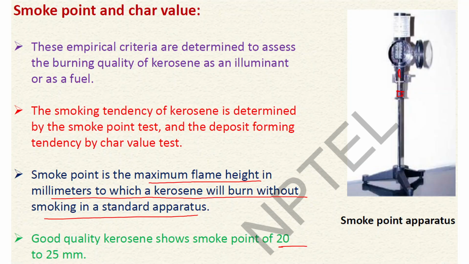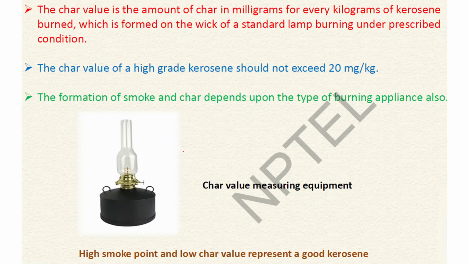The smoking tendency of kerosene is determined by the smoke point test, and the deposit forming tendency is also tested. After the burning of this kerosene for a specific time, there will be some formation on the tip of the wick, which is given as the char value, and it is measured by the char value test. The char value is the amount of char in milligrams for every kilogram of kerosene burned.